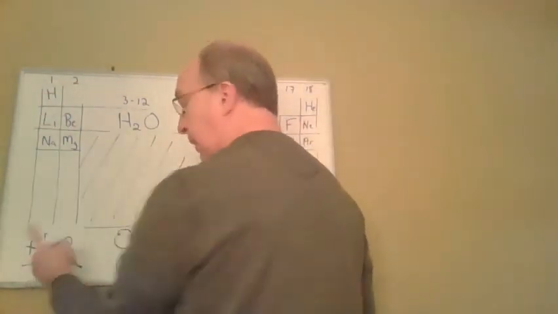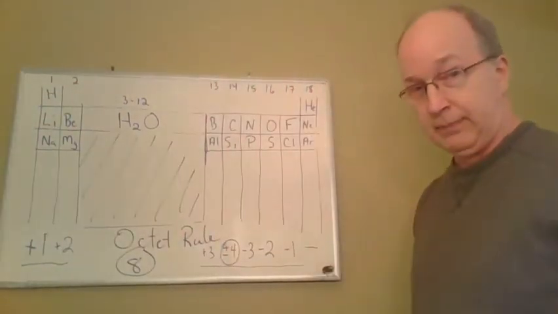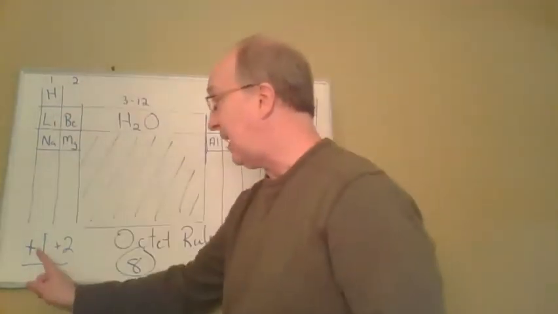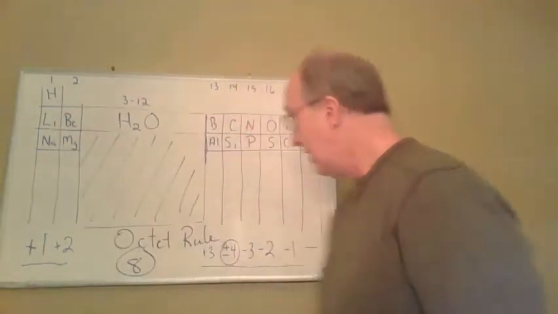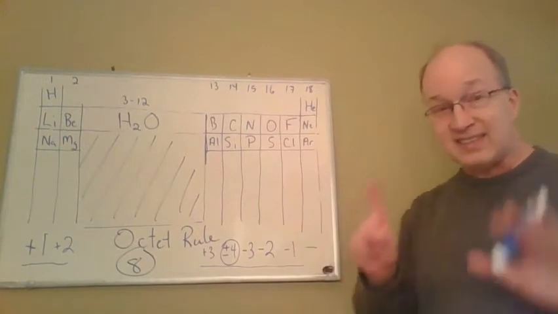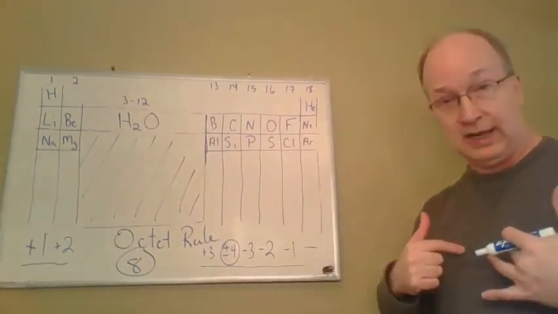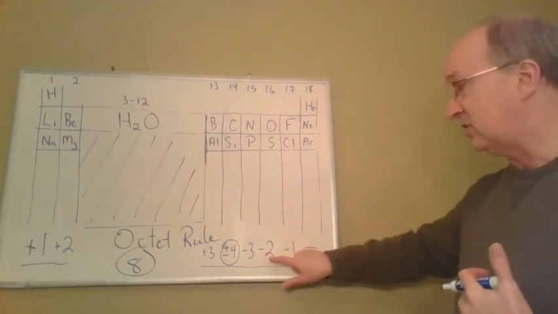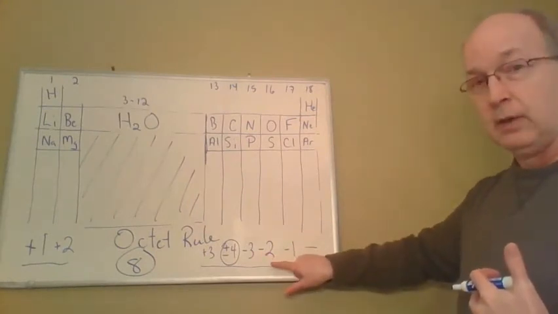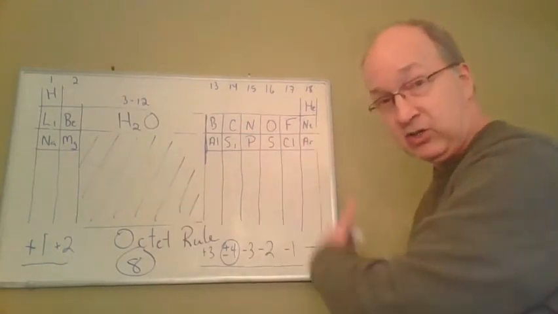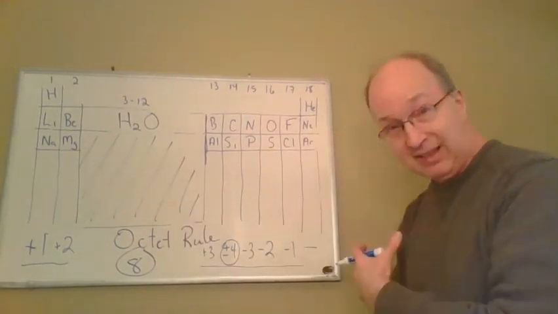Hydrogen likes to give up 1 electron. So each hydrogen has an oxidation number of +1. Oxygen, with 6 valence electrons, likes to gain 2 electrons to get to 8. So its oxidation number is -2. So when hydrogen and oxygen get together, how do they balance each other?